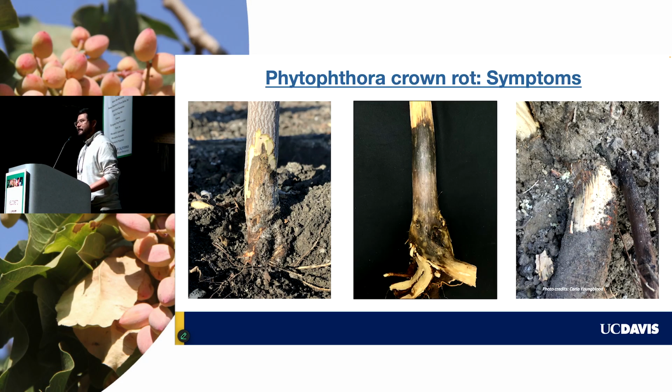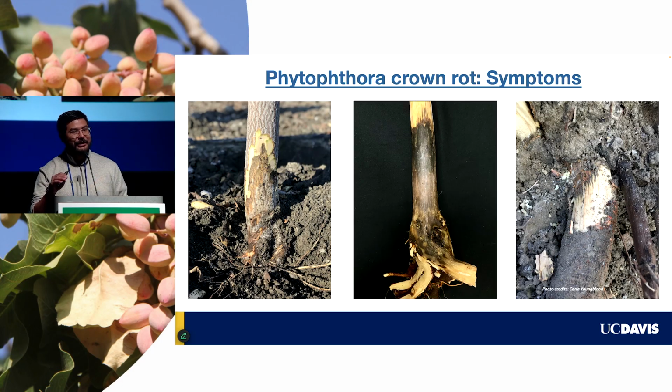Phytophthora manifests in two ways, the crown rot phase and the root rot phase. Primarily what we see with pistachio is the crown rot phase, and what this slide seeks to emphasize is that these infections truly initiate at the soil line. They're not infecting the root and making their way up, but instead the infection starts at the soil line, where you have water pooling up right at the top of the soil.